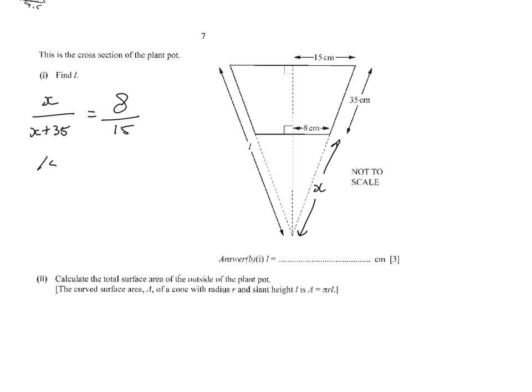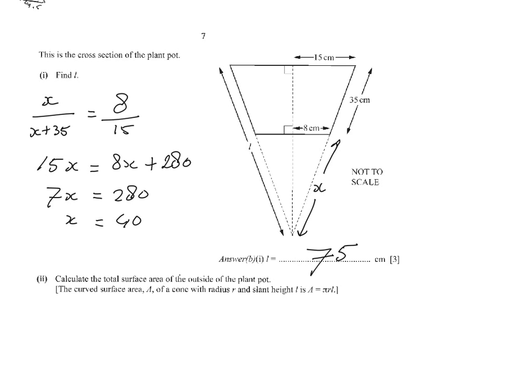I'll do some cross multiplication. So 15x equals 8 times (x plus 35). 35 times 8 is still early, so I'm going to use my calculator. 280. I'll rearrange that. So 7x equals 280. So x equals 40. That's not my answer. L is 75. Yeah, 40 plus 35. Good.